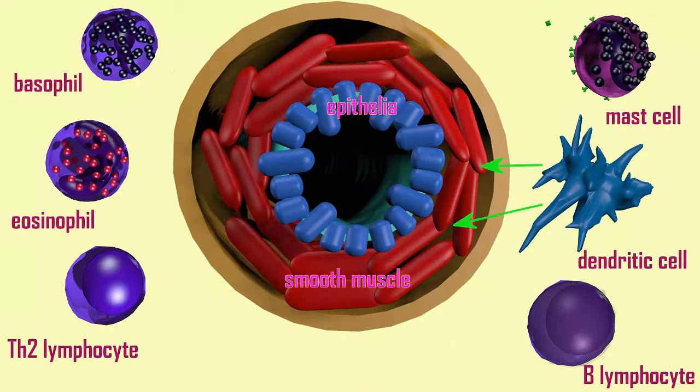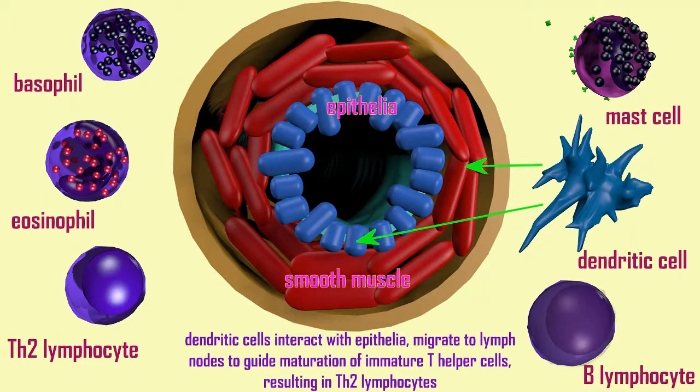Dendritic cells can interact with the bronchial epithelial cells, both receiving signals from them and giving signals to them. Some can migrate to lymph nodes where they can help the maturation of naive T helper cells into the Th2 lymphocytes, which promote the inflammatory response.